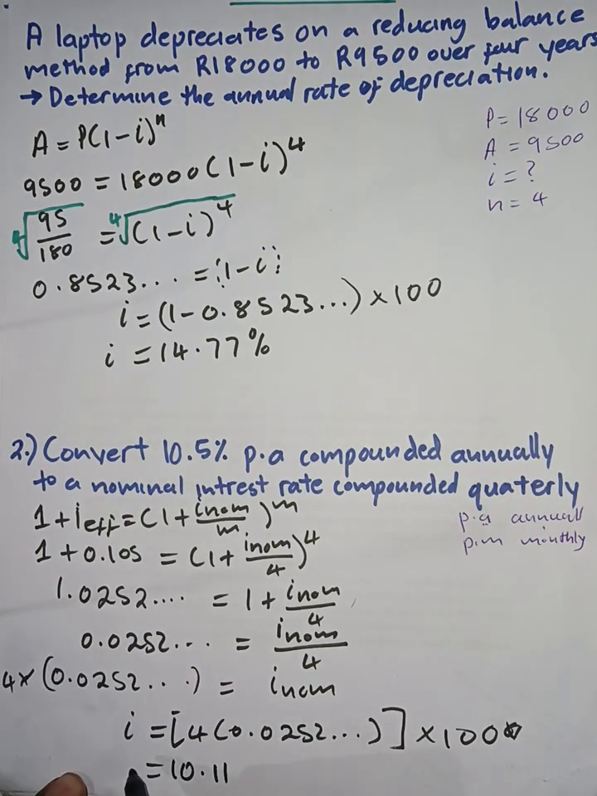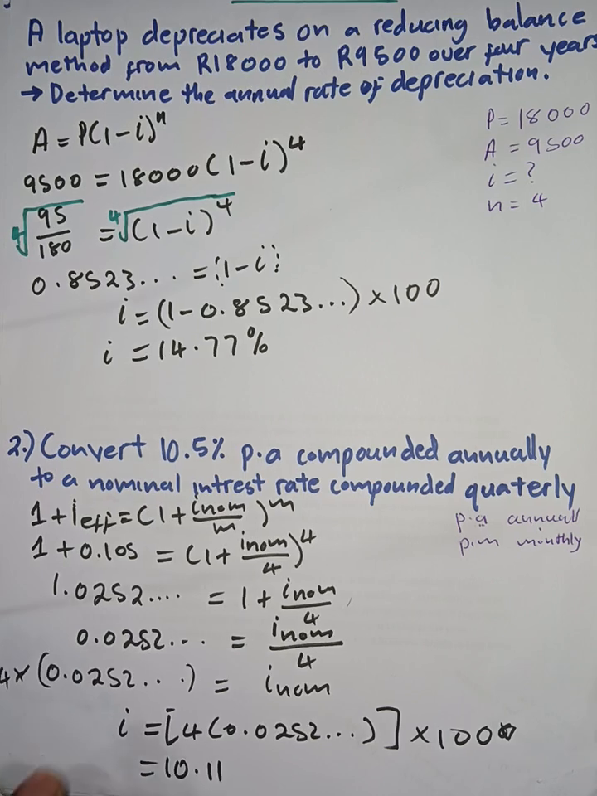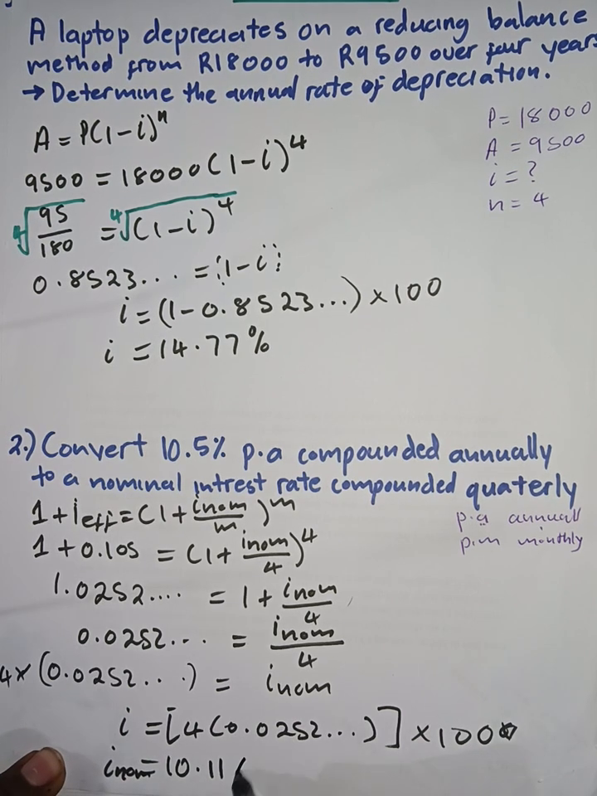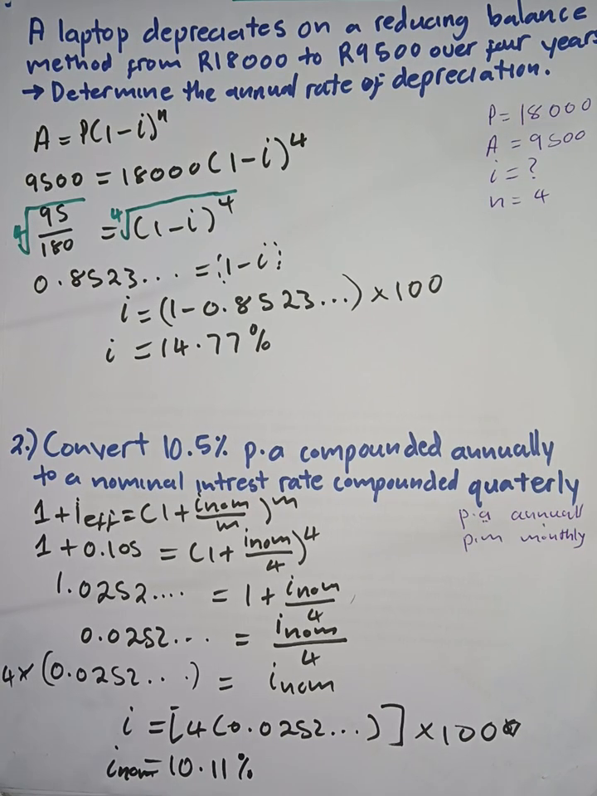Of course, what you need to note is that i norm is always less than the effective interest rate, because the effective interest rate only happens once a year. This i nominal would happen maybe 12 times a year if it's monthly, so we would divide that percentage into 12 equal parts. If it was quarterly, we would divide it by 4, because you can separate that into 4 installments. So we know that i norm would be equal to 10.11%.